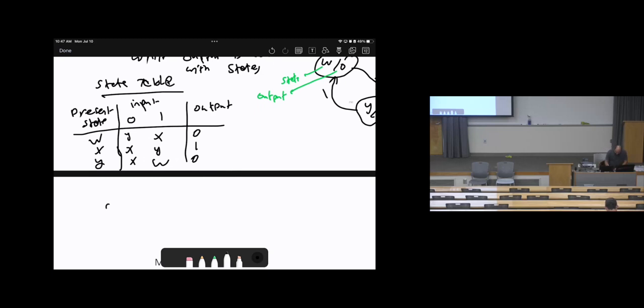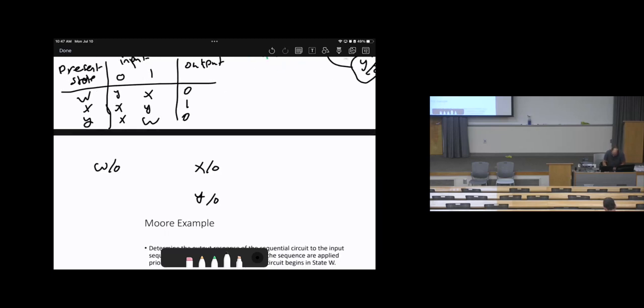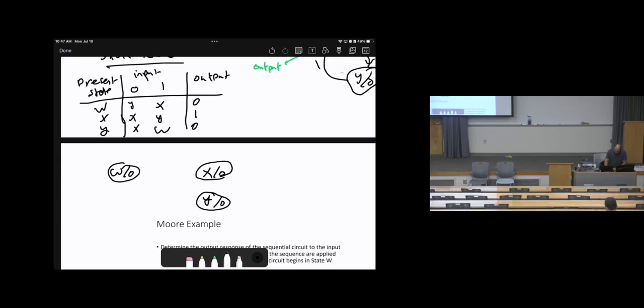So basically, here is W, here is X. Okay, let me rewrite it again. W, here is X, here is Y. Now the output is associated with the states, so it will be over 0, over 0, over 0. Then make circles. After that, look at the inputs.